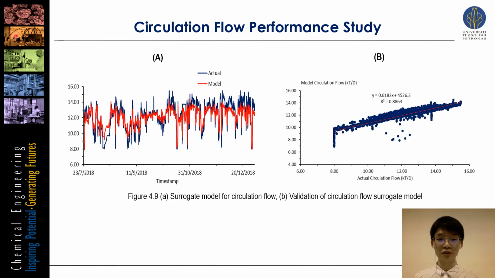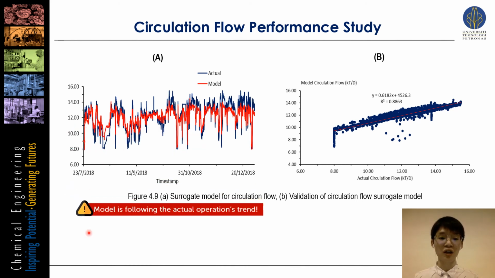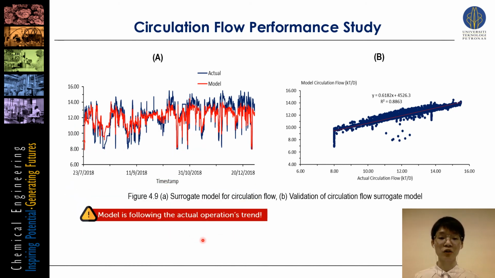Here I present you the surrogate model for the circulation flow and also the validation for the circulation flow as well. Just by looking at this trend, it is determined that the model is following the actual operation trend. And not only that, the R-square for this validation is 0.8863. It means that with a high adjusted R-square, our model is actually accurate and valid.